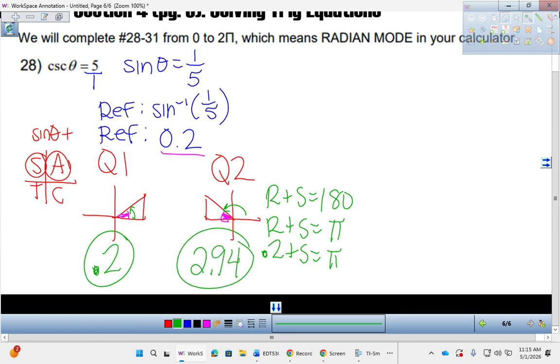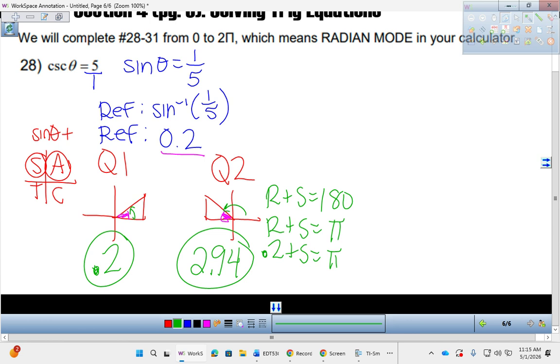You can check it the same. Sine of 0.2 and sine of 2.94, as long as you're in radian mode, should give you 1/5. The directions will say either 0 to 360 or 0 to 2 pi. Before the test, I'll give you a hint on what that means. But 0 to 360, 360 is degree. 0 to 2 pi is radian. You're going to have to know when to switch your button on your calculator.